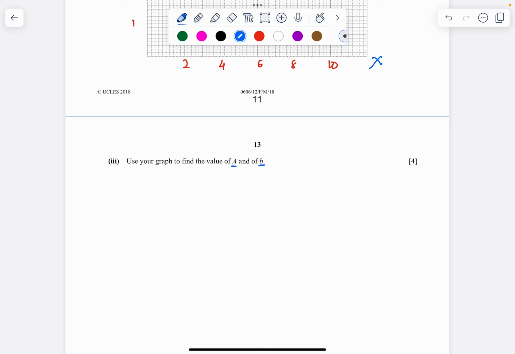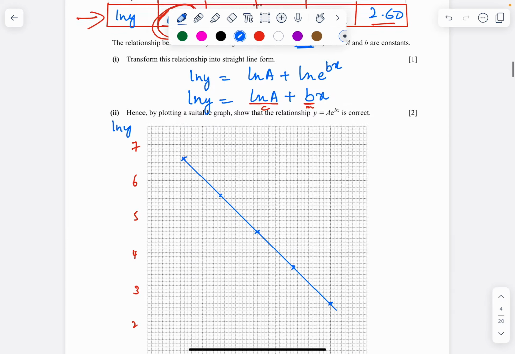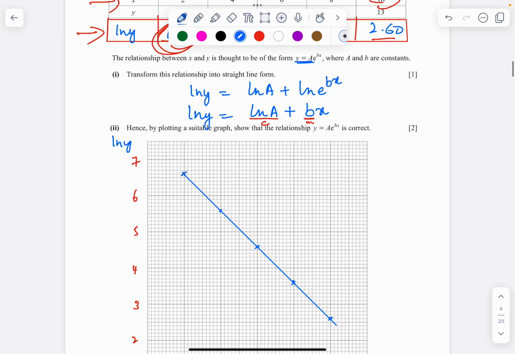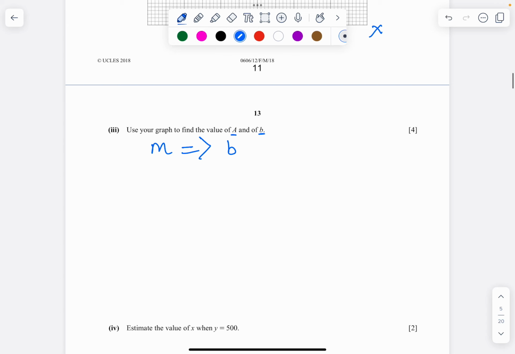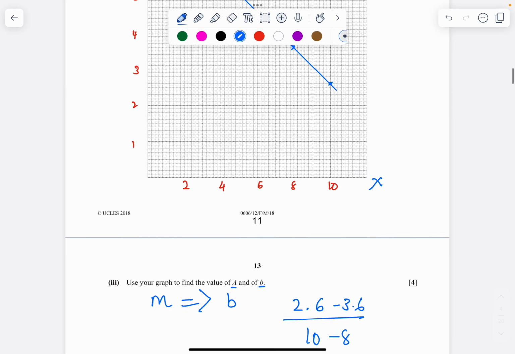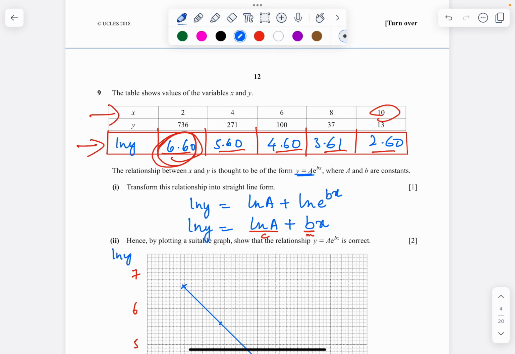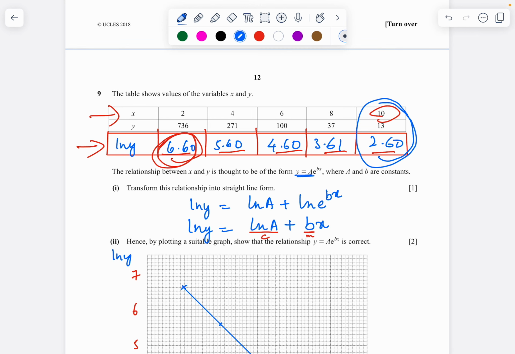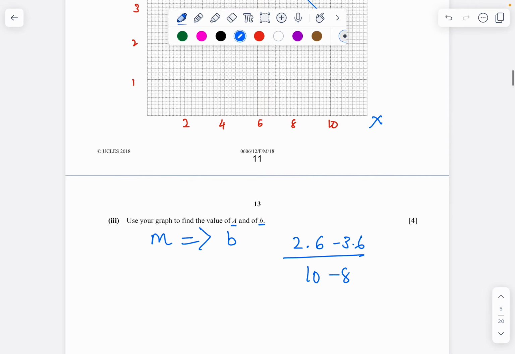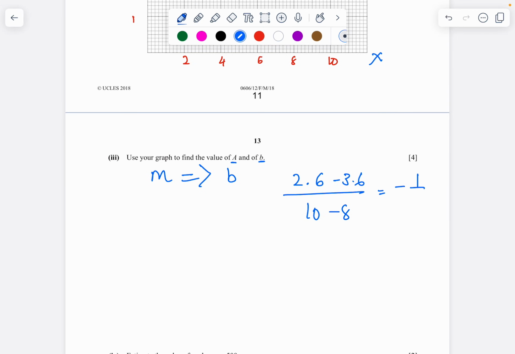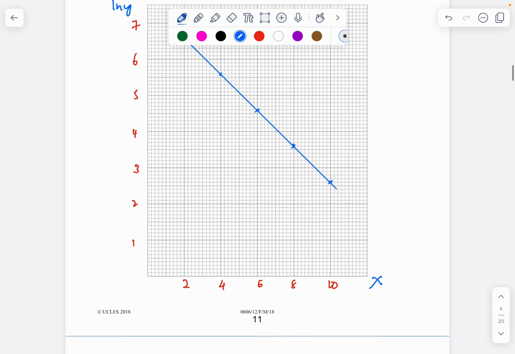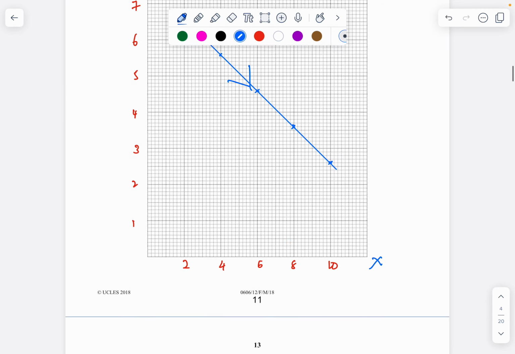Okay. So we know that M is B, right? So I will use M. How do I find M? Just use 2 points from the table. Okay, so I use the 2 points: 2.6 minus 3.6 over 10 minus 8. Basically I'm using these points, 2.6 and 10, this point and this point. So this gives me negative 1 over 2. And we can also see that the line is going down, so the gradient is negative.